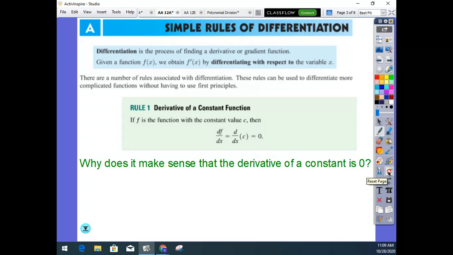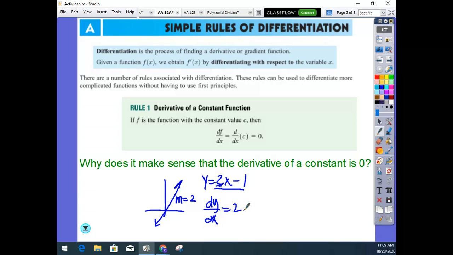All right, so let's think about this before I go on to actually show the new rules. y equals 2x minus 1. What's the graph of this? Just a line. And what's the slope of the line? 2. Then we say the derivative of this equation is 2 because this is a constant slope. So for all lines, this is your derivative.